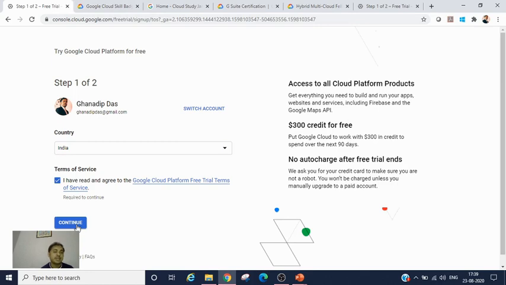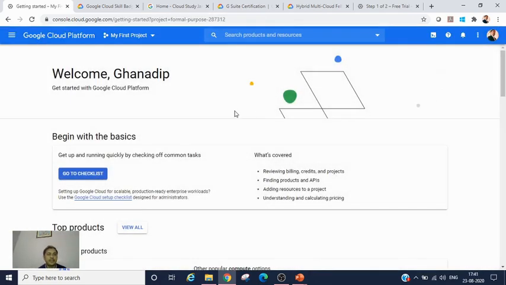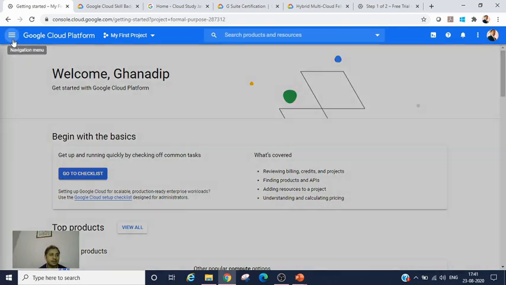Again, I'll stop sharing because it will show my bank account details and other stuff. Okay, I have come to this main page. I have created my account. It asked me my credit card details and charged 1 rupee INR to confirm the credit card details. So I just got it.